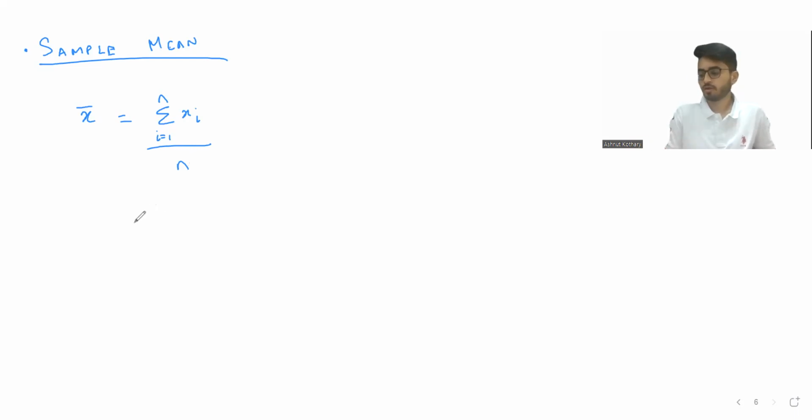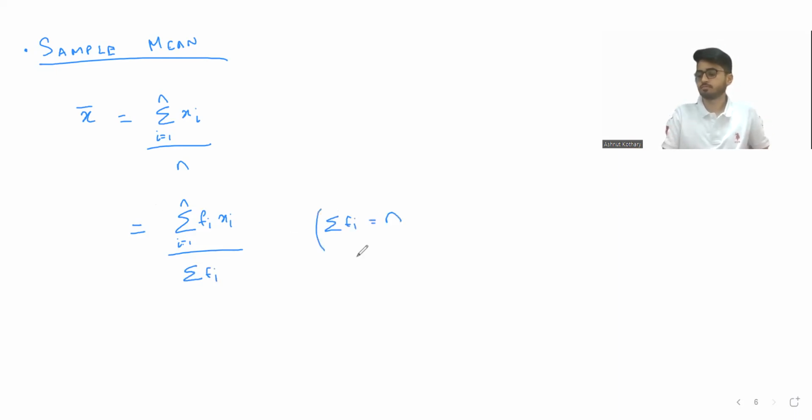An alternate formula, in case we have a frequency distribution table, is summation fi xi, again i running from 1 to n, divided by summation fi. Note that summation fi is nothing but n. In case we have a frequency distribution table, one could use this formula: summation fi into xi, whole divided by n.